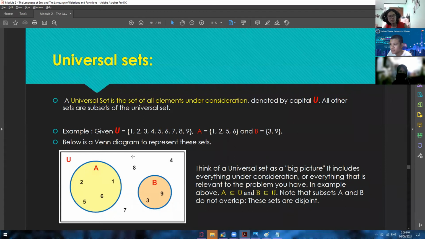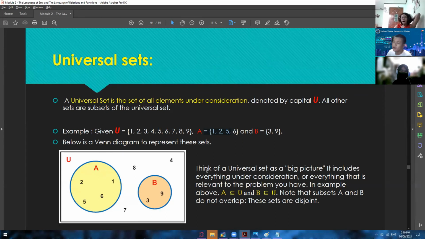Below is a Venn diagram to represent these sets. This is the U itself. Then we have subset A, which contains 1, 2, 5, 6, and set B, which contains 3 and 9. The others that don't belong to either set are still inside of that U also. It's just that they are not inside a certain set. We have 4, 8, and 7.